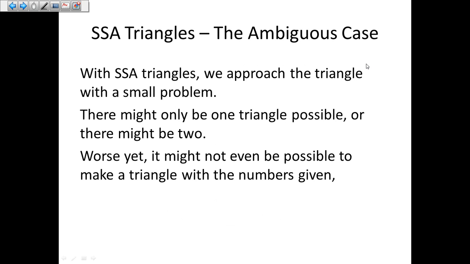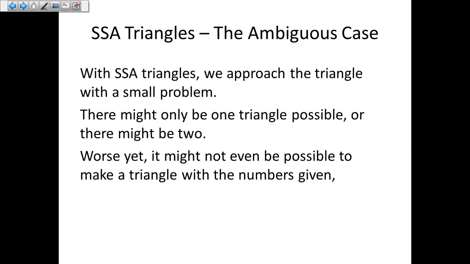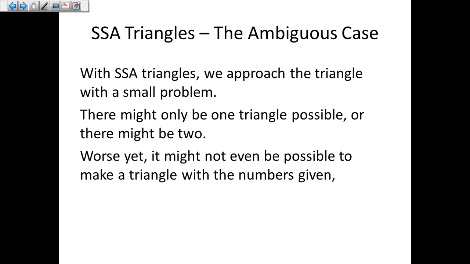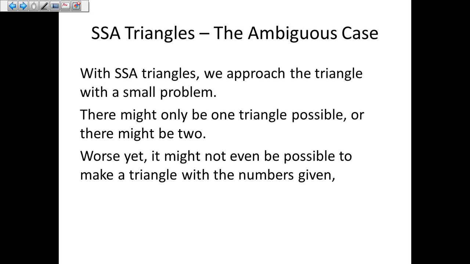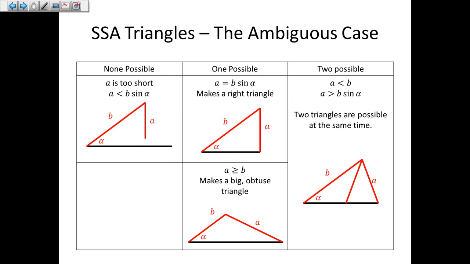Okay, let's talk a little bit about side-side-angle triangles. Now, side-side-angle triangles present a problem. When they give us side-side-angle information, there might be one or two triangles possible. Or worse yet, it might not even be possible to make a triangle with the numbers that they give us. So let's take a look at what this looks like.